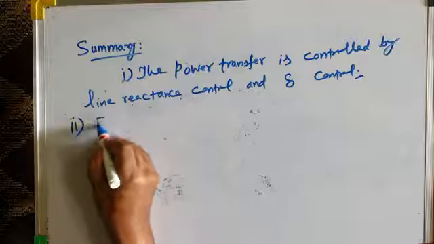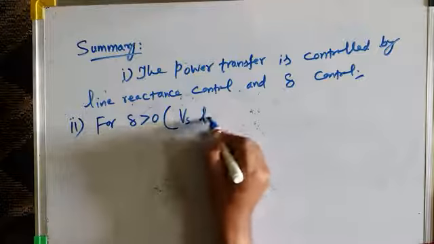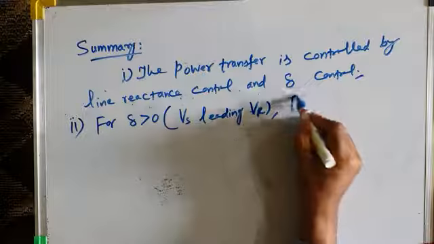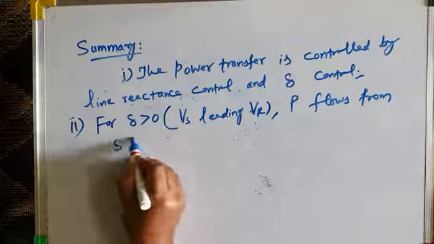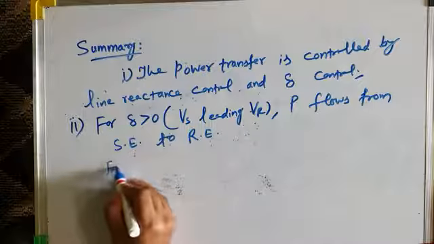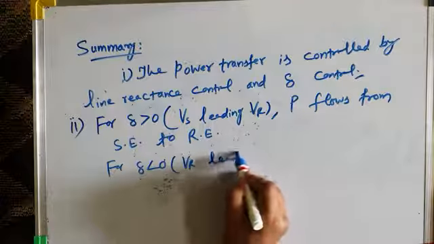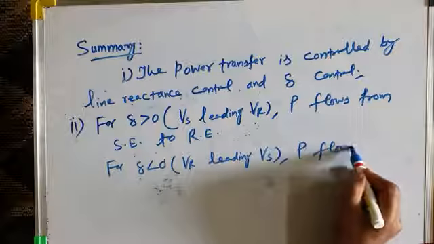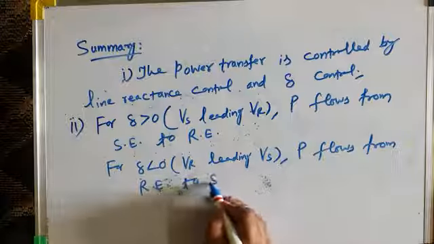Then second is that for transmission angle delta greater than 0, which means that sending end voltage is leading the receiving end voltage, Vs leading Vr, P flows from sending end to receiving end. And for delta less than 0 degree, which means Vr is leading Vs, the active power flows from receiving end to sending end.